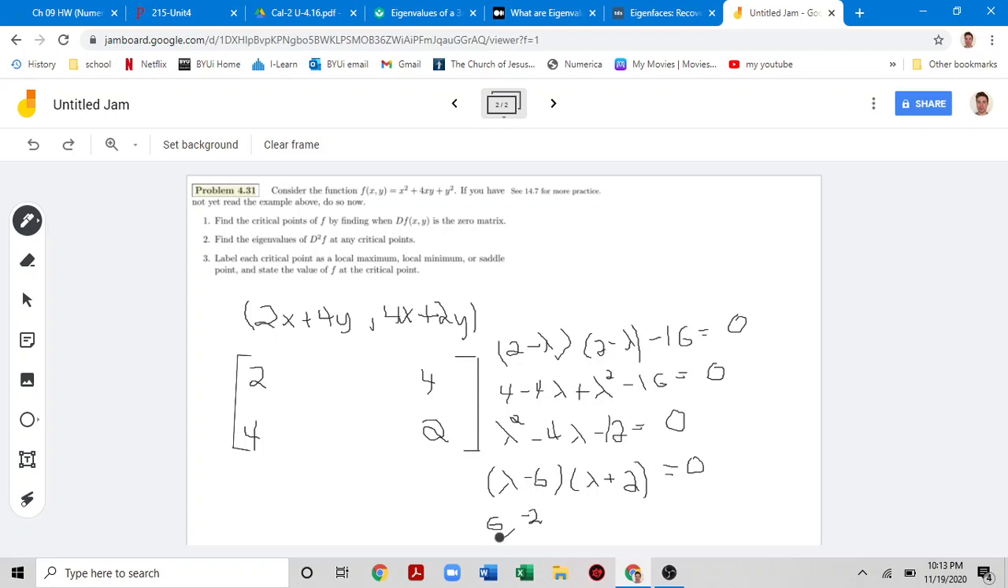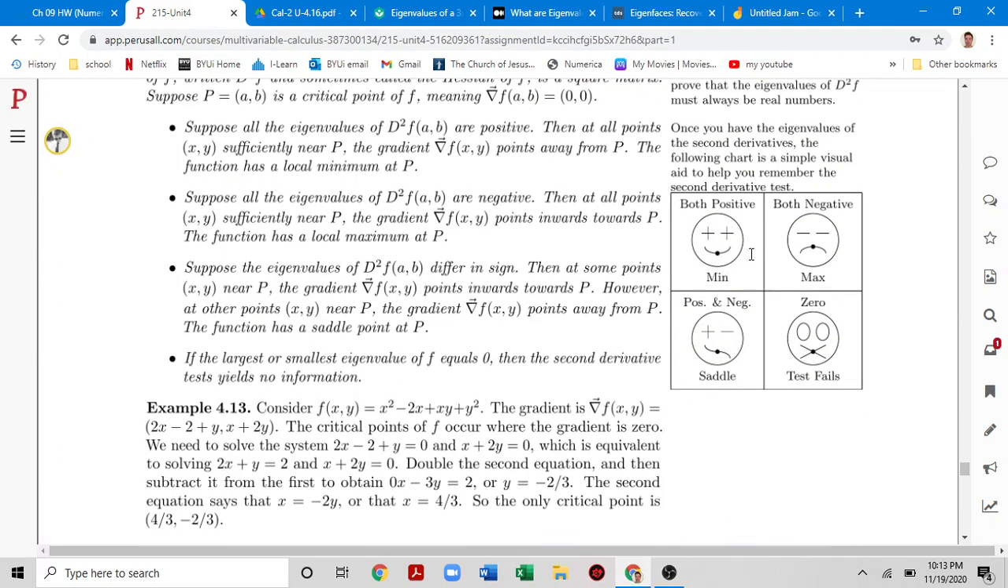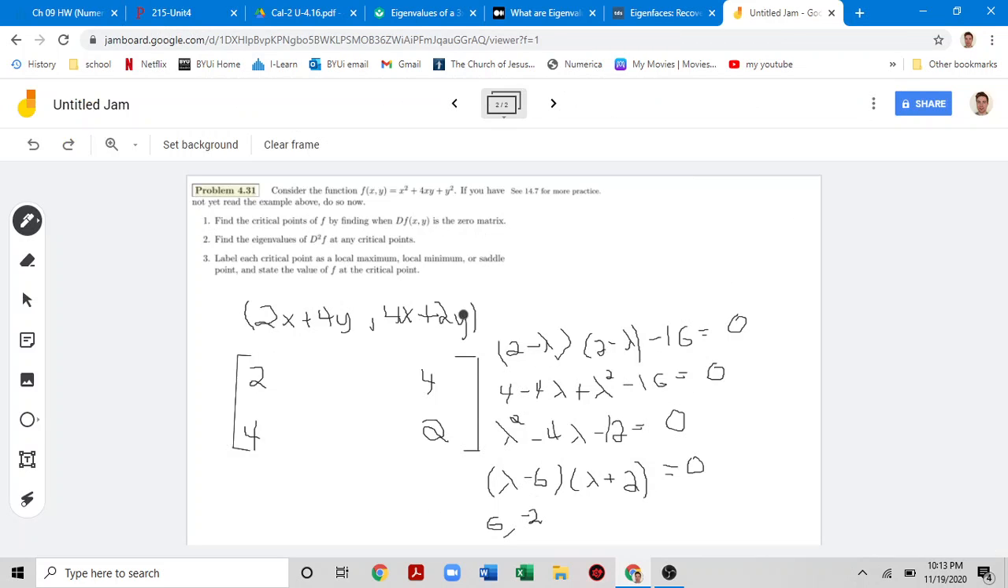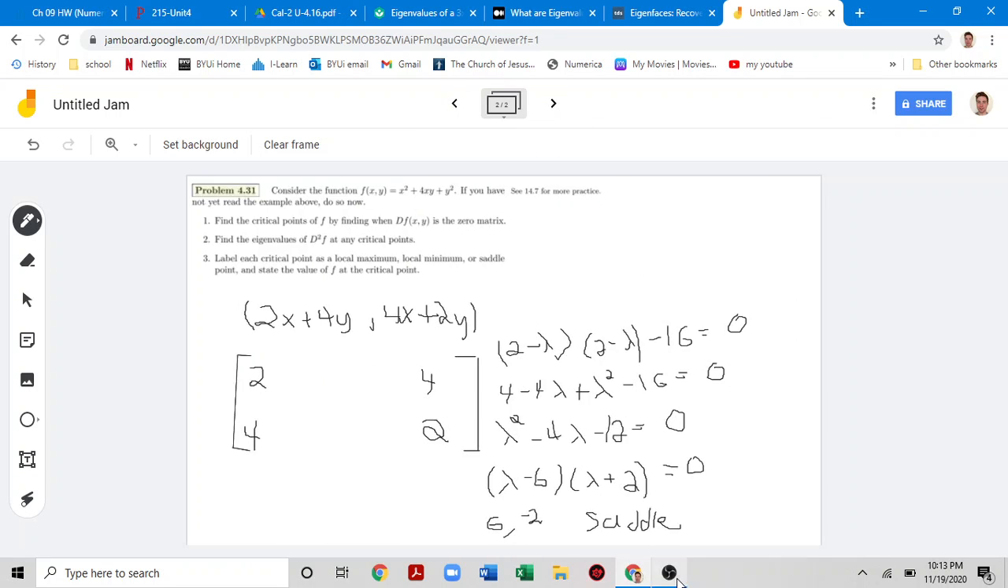And because one is positive and one is negative, we can look at the little hints that Brother Woodruff gave us. If one's negative and one's positive, it's going to be a saddle. So that's something that we can remember. So the answer to that is going to be a saddle. And this will answer number 3. So it's going to be a saddle. And the value of f is going to be at 0, 0, like we mentioned earlier. That's how I solve it.